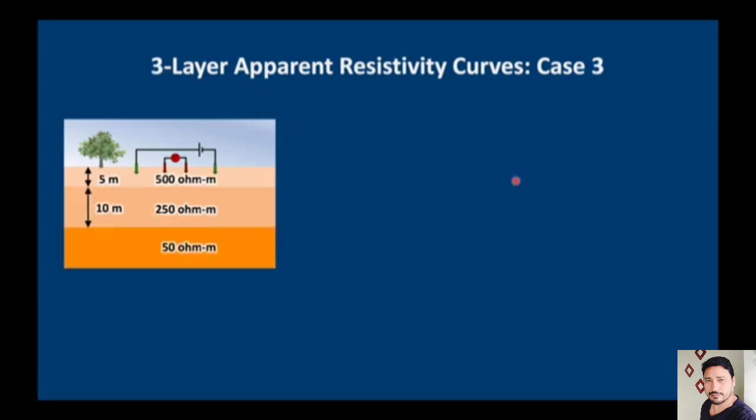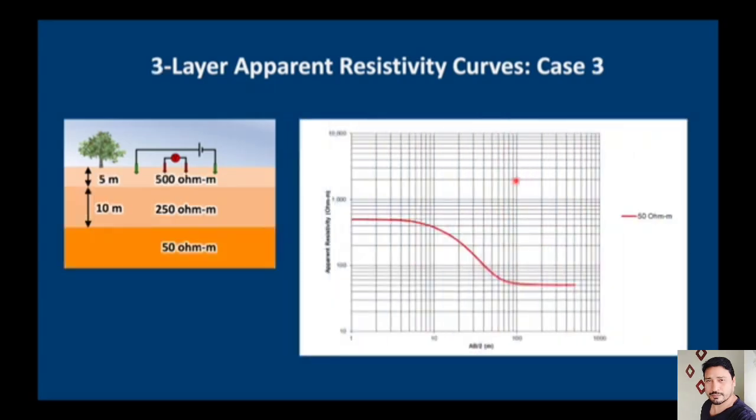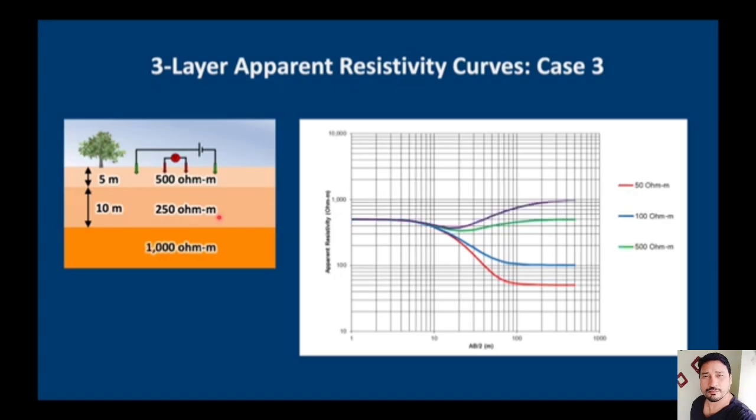Okay, in the third case, what we have is a 500 ohm meter surface layer, then a 250 ohm meter middle layer, and then a 50 ohm meter bottom layer. Notice how we can't really see this 250 ohm meter layer. If we change the bottom layer to 100 ohm meters, 500 ohm meters, 1000 ohm meters, you see that we start to see this kind of bowl shape in here, which is our second layer.